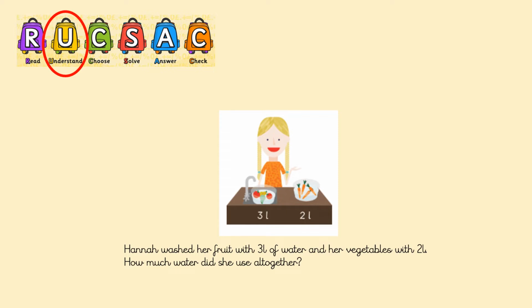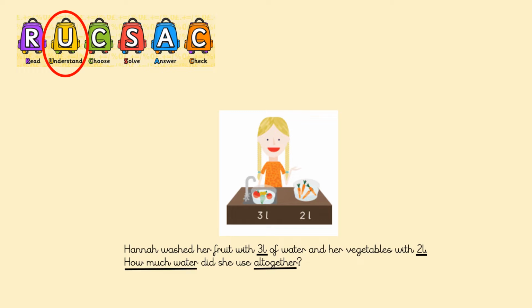The second step is understand. So before I can do anything, I need to check, do I understand? Do I know what the question is asking me? And to help me understand, I'm going to underline some important words. 3 litres, 2 litres, altogether. 3 litres and 2 litres are the amounts I have, the volumes of water, and altogether is also an important word. That gives me a clue about how I'm going to solve it.